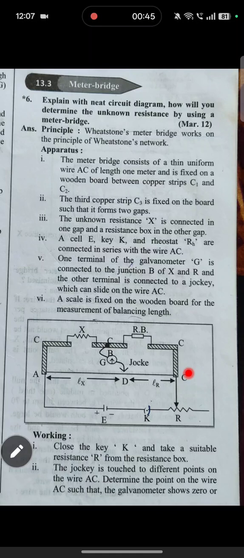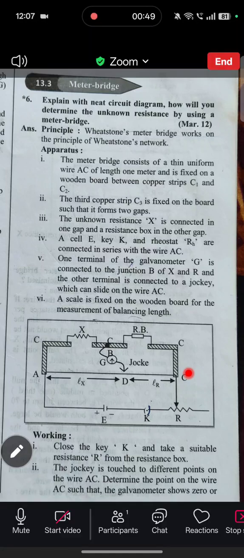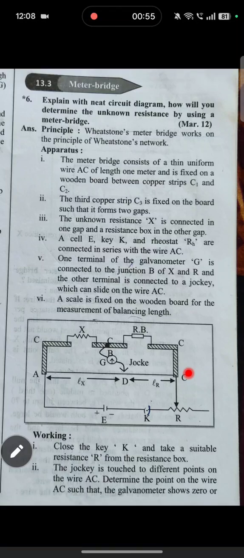So the question they will ask you in the exam, as I already shared the screen, is: explain with a neat circuit diagram how will you determine the unknown resistance by using a meter bridge. So the aim of this meter bridge experiment is to calculate the unknown resistance. Here you have to derive the formula also, to calculate the unknown resistance.